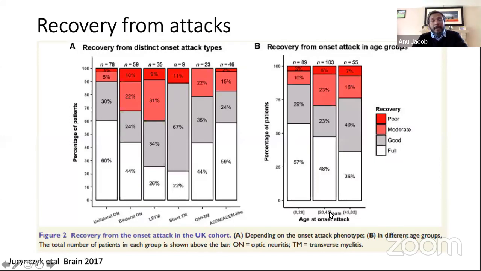Age also seems to play a role. The younger you are, the better chance of recovery. Again, that probably makes biological sense to us. But the point is that while a good proportion of patients do recover, perhaps much more than AQP4 for NMOSD, a small proportion are left behind with deficits.